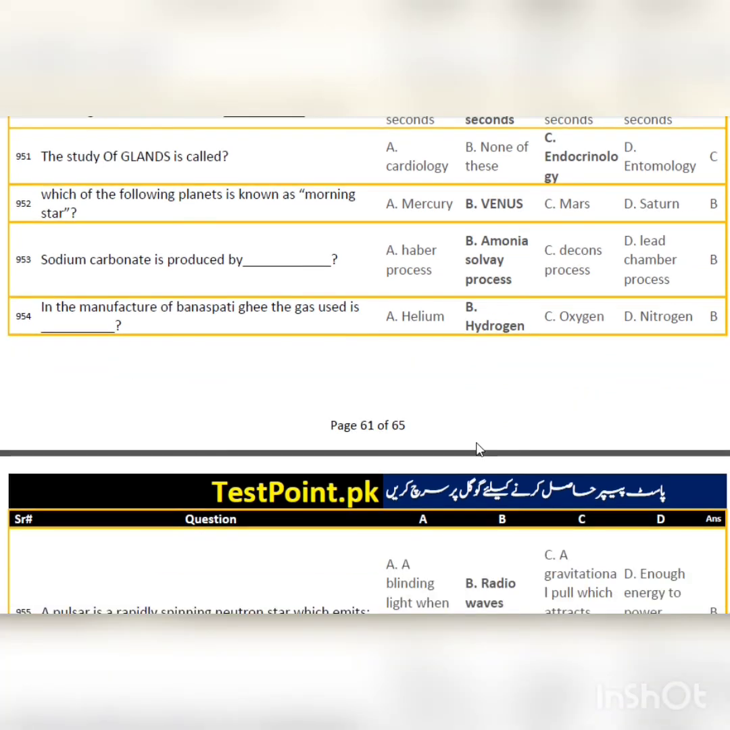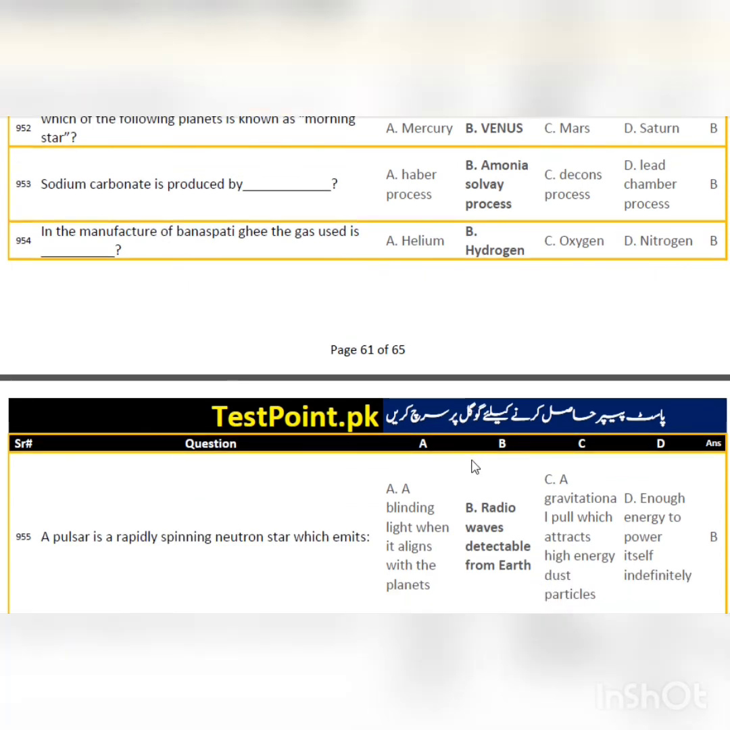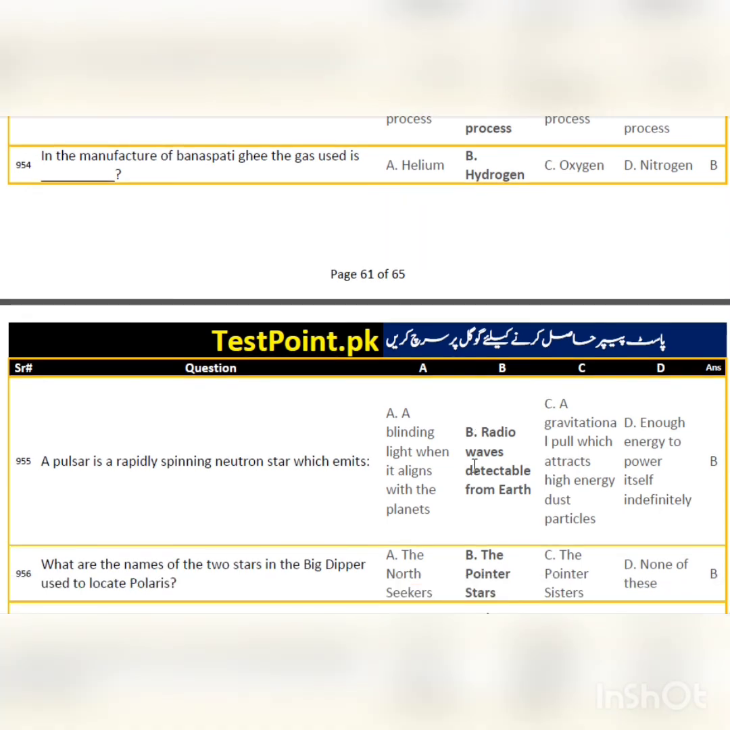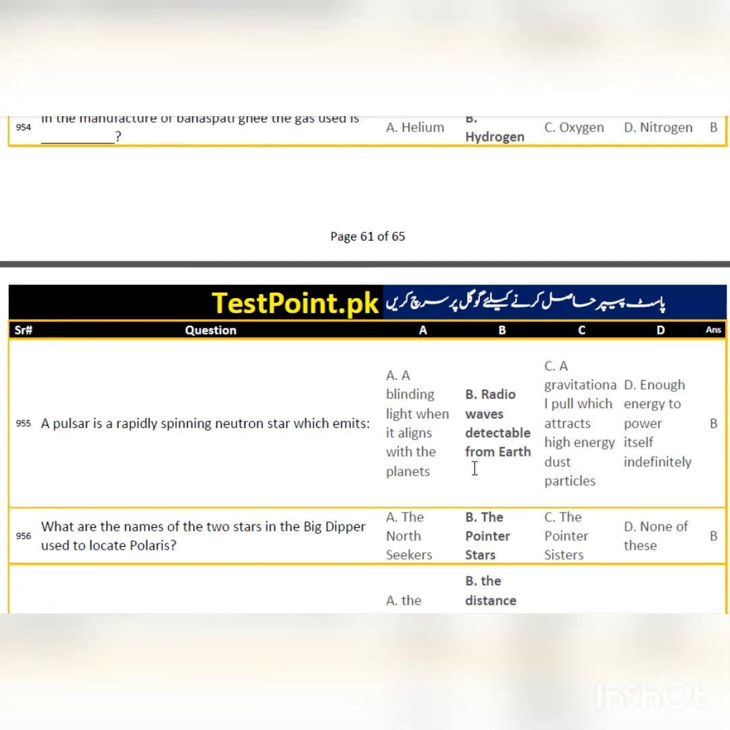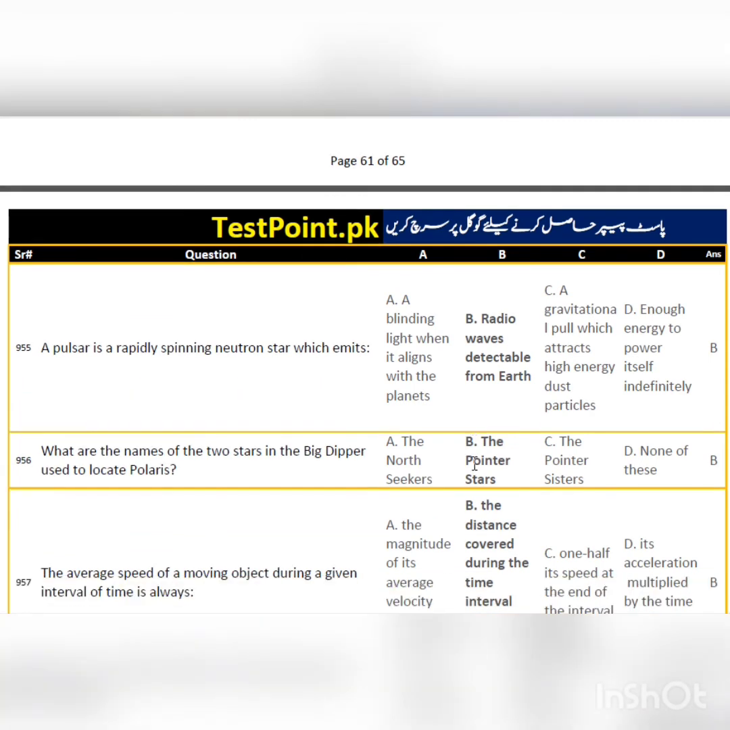What is the normal pulse rate of a human body? A. 10 to 11 minutes. B. 16 to 20 minutes. C. 25 to 26 minutes. D. 32 to 35 minutes. Answer is B. 16 to 20 minutes.